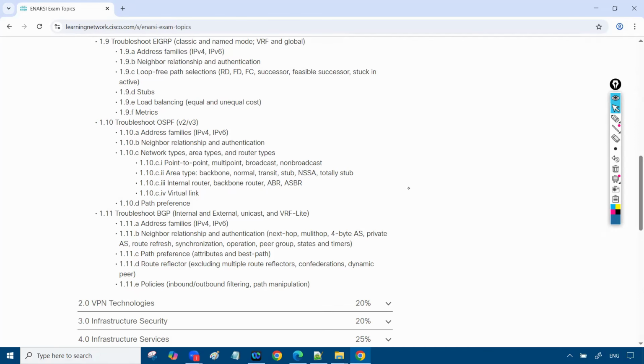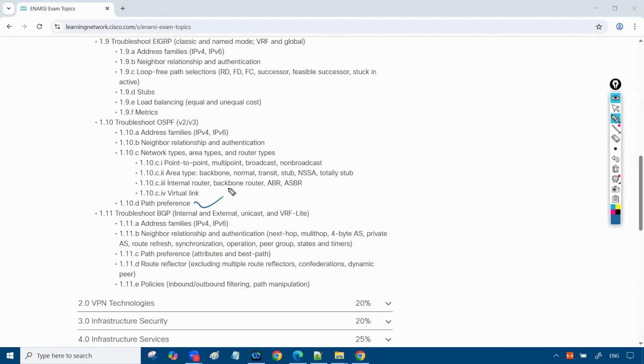Then if you want to connect the backbone area to the non-backbone area, then you need to use the concept of the virtual link, and the most important, the path preference. The path preference is simply going to tell you that O route is more preferred than the OIA route, E1 is more preferred than the E2 route, and the N1 is more preferred than the N2 route.